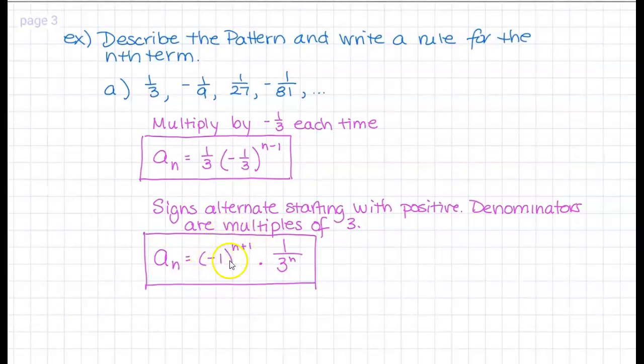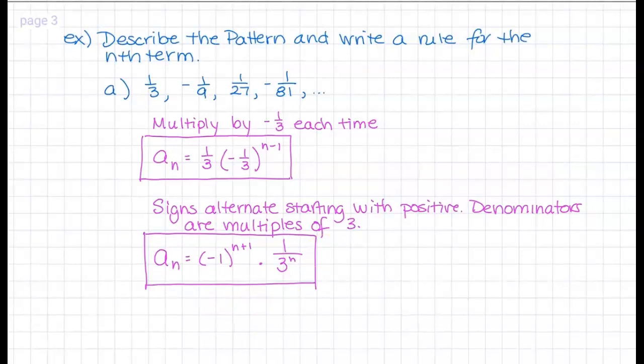So this part right here takes care of the alternating signs, and then the denominators are multiples of 3. So the numerators are 1 each time, and the denominators are just 3 to whatever power, 3 to the first power, 3 to the second. And you can actually manipulate this to make it equivalent to that. These are equivalent expressions. That's why they both describe the same sequence. So lots of different ways you can do it. There's more than just these two, but they'll all boil down to some idea behind these guys. So there you go, writing the explicit rule.